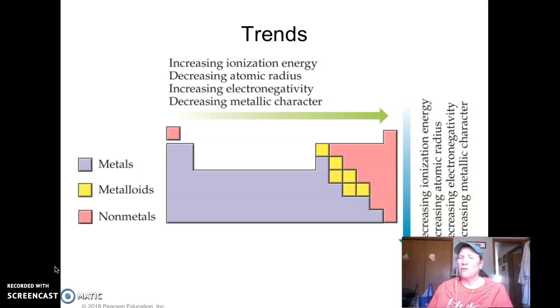And then you can look over here. You can't see all of it, but this is decreasing ionization energy as you go down the column, increasing atomic radius as you go down because you're adding more levels, more layers, decreasing electronegativity. In other words, that's how much they want electrons. The most electronegative is right here, that's fluorine, and increasing metallic character as you go down. So the most metallic would be down here because this is the column where they're most metallic, and then you go across. Okay, those are trends.